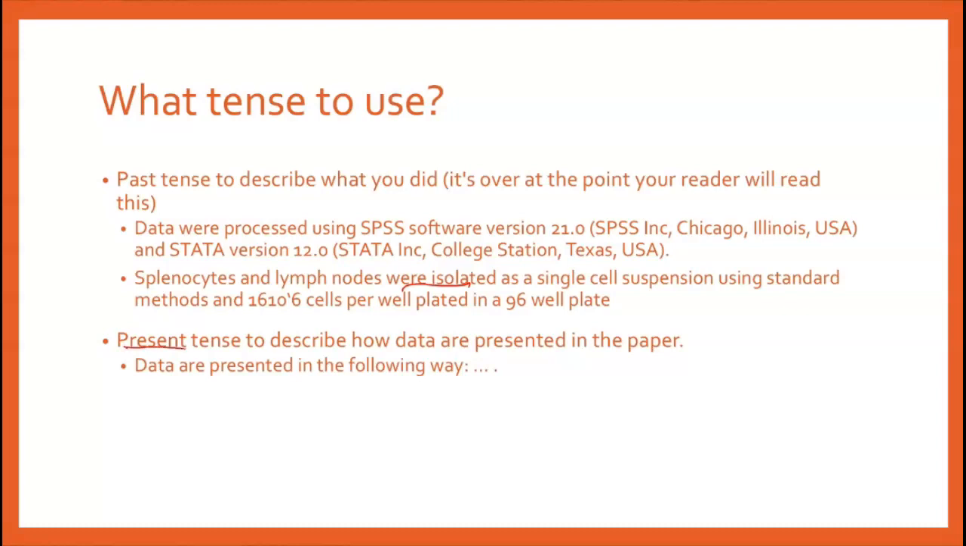Present tense is only used when you're describing how data are presented in the paper. So, data are presented in the following way, numerically, however you're presenting your data, or you're referring to a table or figure, saying figure 2 shows something, because you would use the present tense for that as well. But the actual methods, what you've actually done and put together, is in the past tense.